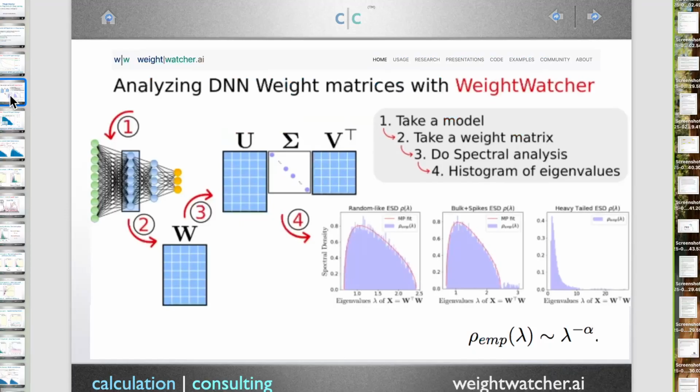The way this works is WeightWatcher takes the weight matrices of a neural network, takes the model, and looks at each individual layer weight matrix. If you have an LLM, it would look at the K and the Q and the V and the input and the output and the gates and things like this. Each individual layer is looked at, and it does spectral analysis. It computes the singular value decomposition. So you have a weight matrix.